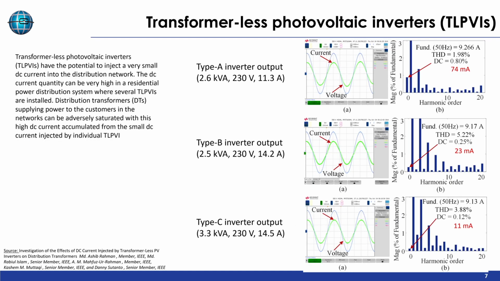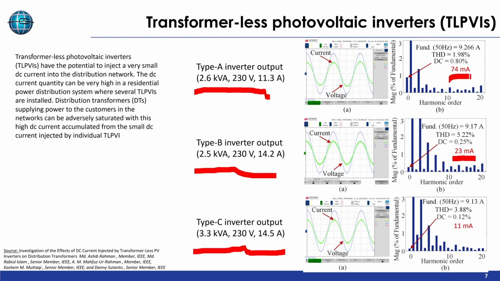Here in Germany we have a maximum value of 20 milliamps, but I found an IEEE paper from 2019. They investigated 3 different types of inverters, and they found a quite high DC offset for 2 of them: 74 milliamps for the type A inverter, 23 milliamps for type B, and only the type C inverter is okay according to the German standard.